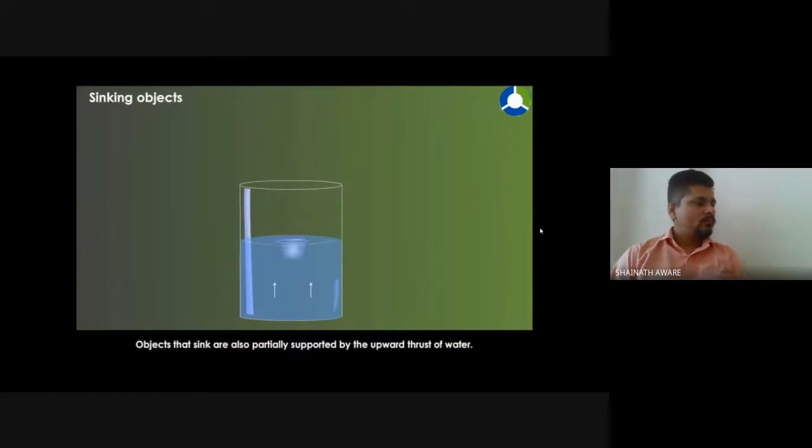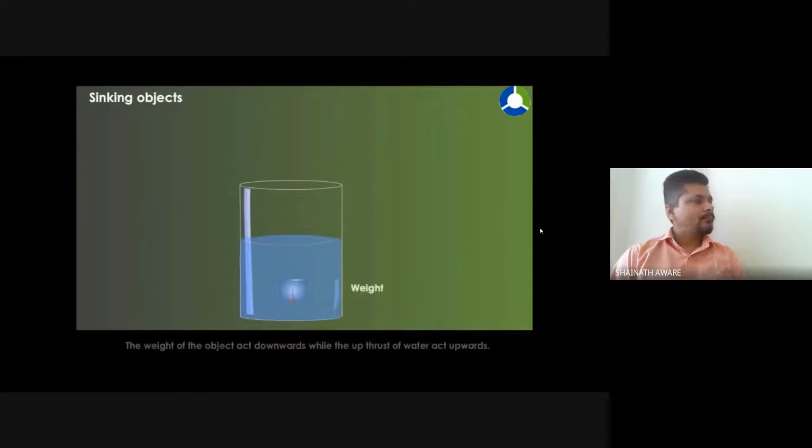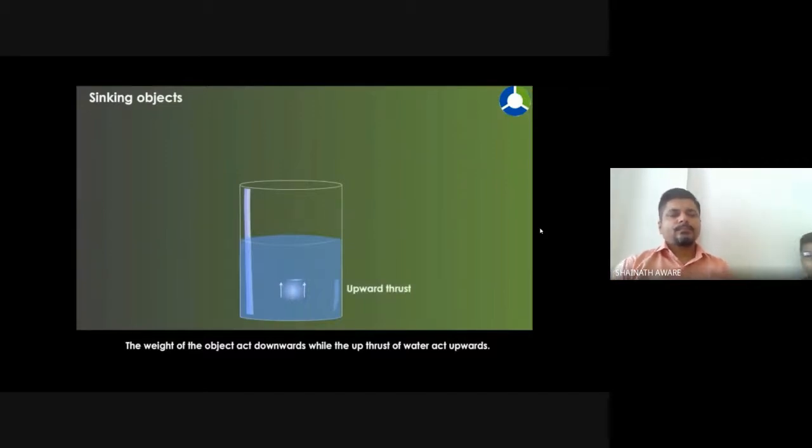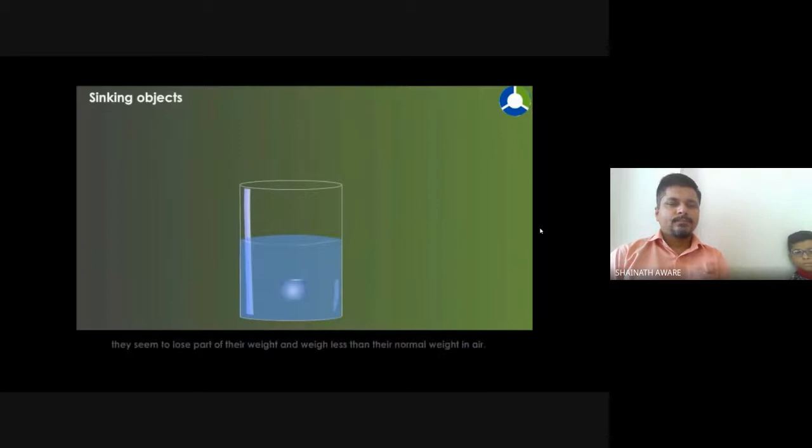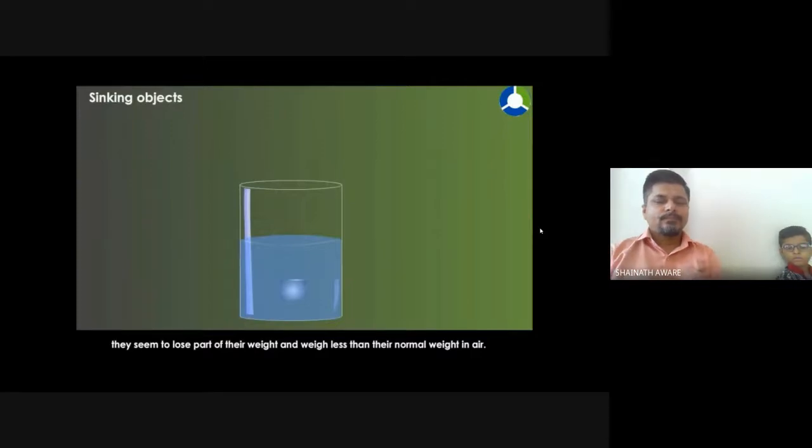Objects that sink are also partially supported by the upward thrust of water. The weight of the object acts downwards, while the upthrust of water acts upwards. As a result of this, when objects are immersed in water, they seem to lose part of their weight and weigh less than their normal weight in air.